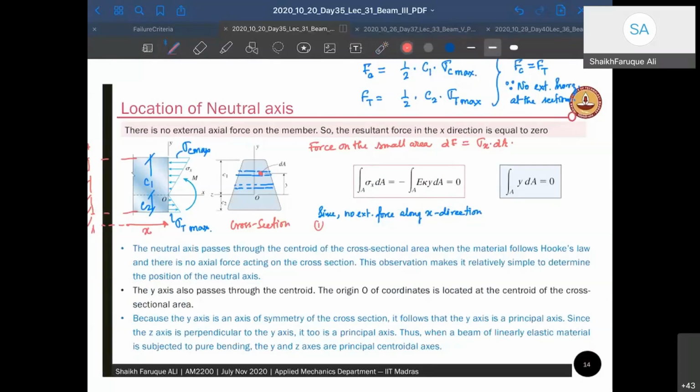One, E is constant, assumed made of the same material. And then two, kappa is constant for a cross section. That leads to the integral over the area of y dA equal to 0. And that's actually your equation for the neutral axis. Okay, equation to find the neutral axis.